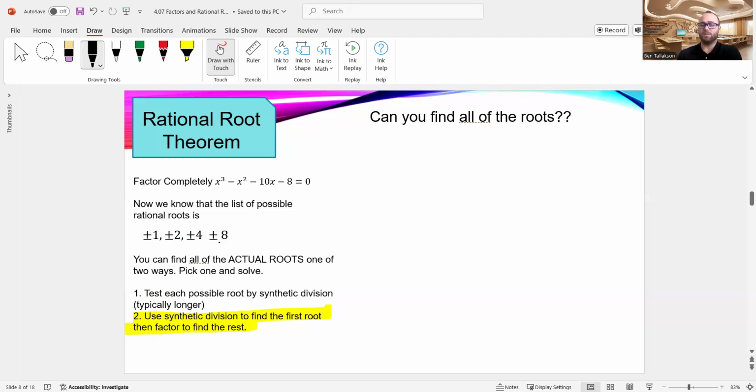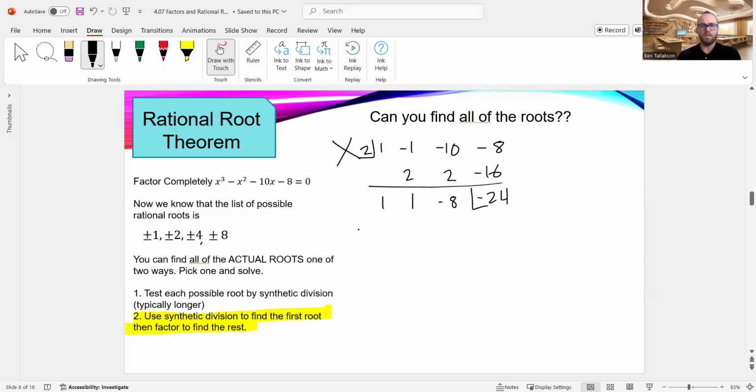You kind of have to start with some trial and error. Pick one of these numbers and see if it works. Let's try positive 2. Okay, do we need placeholders? No, we don't. Let's see what we get. No remainder of 0. This one did not work out.